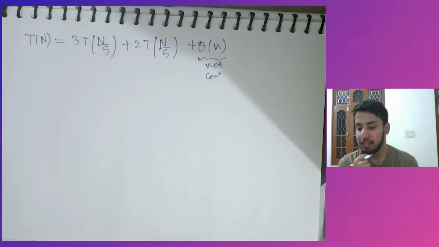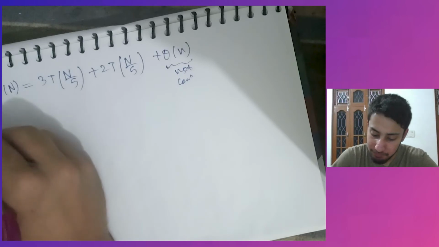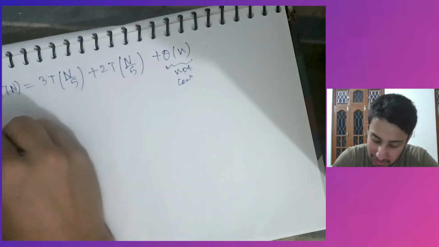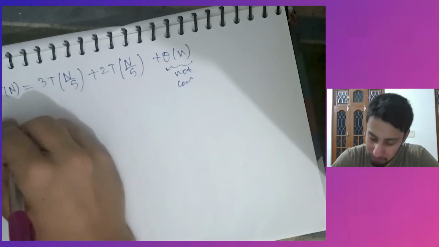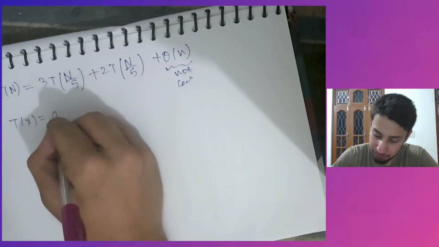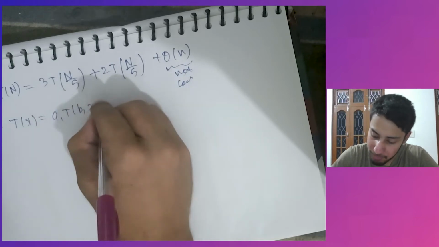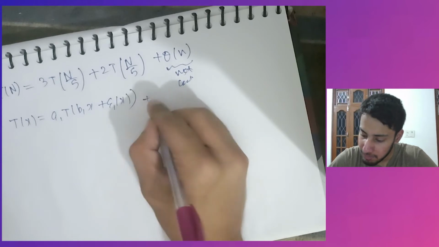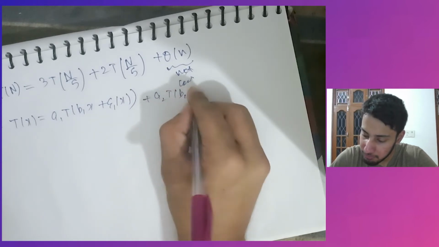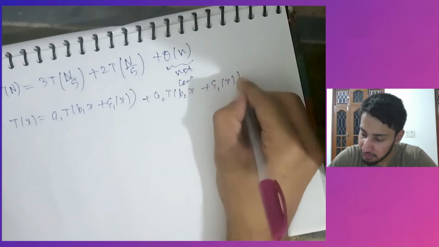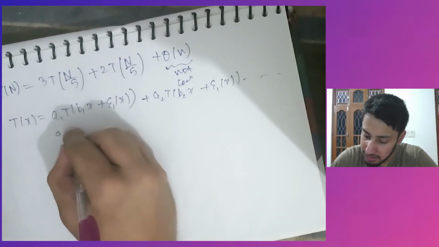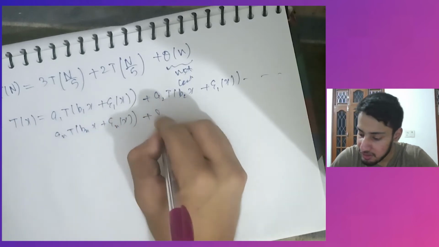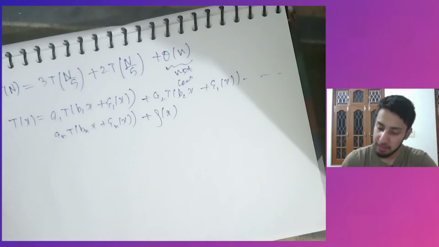Got it? Let's see. Let's try to write the form here as well. T of x equals a1 T of b1 x plus some function of x, plus a2 T of b2 x plus some function of x, and so on up to an T of bn x plus some function of x, plus g of x. Got it? What is a1 here?